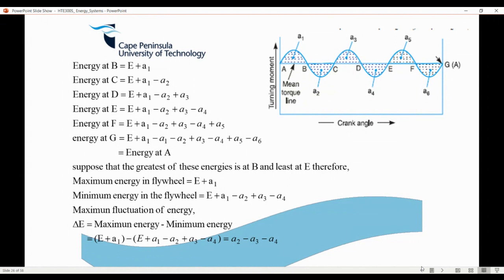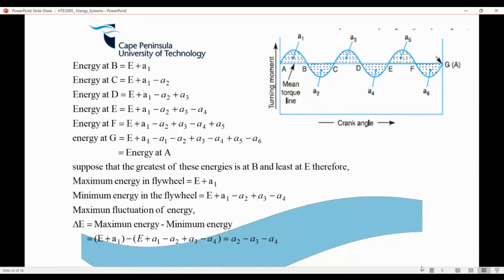At F, we follow the same thing. We say plus A1, exactly the same as before, minus A2, plus A3, minus A4 below the line, and plus A5. And obviously energy at G, we're going to find it's plus A1, minus A2, plus A3, minus A4. It's all above and below the mean torque line, obviously. And in the end, you're going to find that your energy must come to 0. Right?